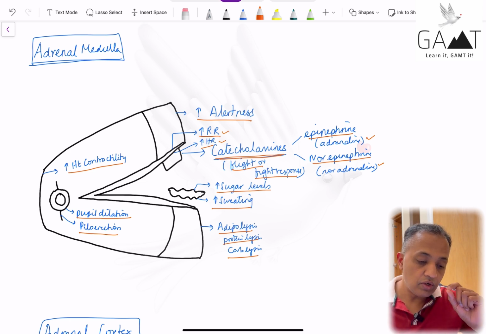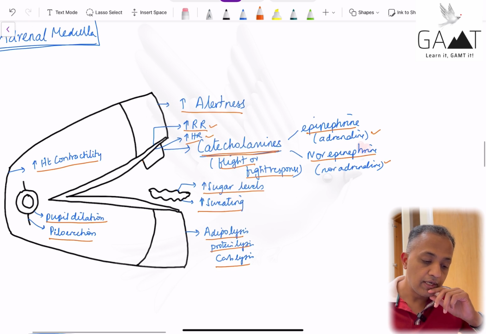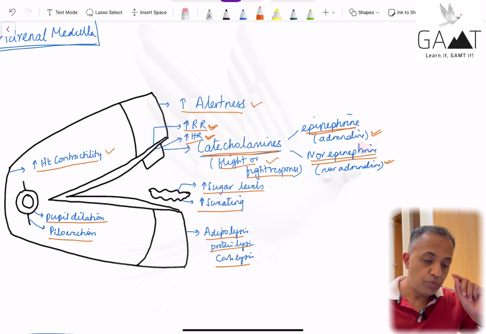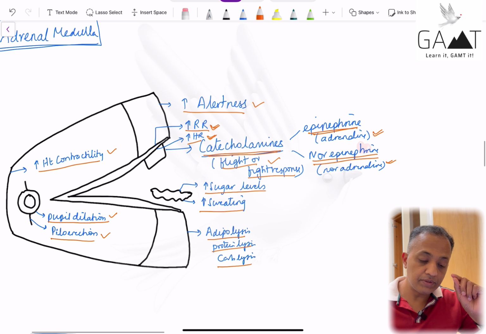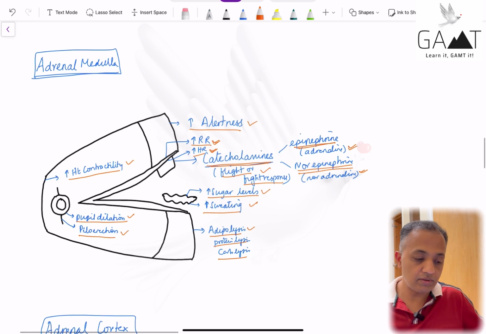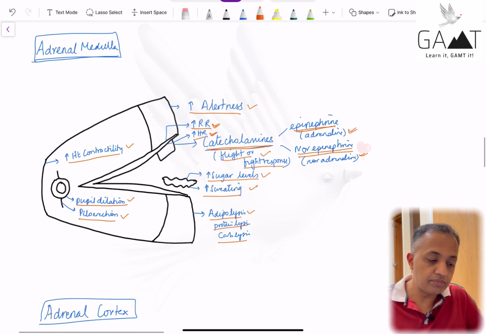So just very briefly going through the different parts again. These hormones are also called catecholamines: epinephrine and norepinephrine. They are responsible for the fight or flight response. The actions include increased heart rate, increased respiratory rate, increased alertness, increased heart contractility, pupillary dilation, piloerection, adipolysis, proteolysis and carbohydrate lysis, increased sugar levels, and increased sweating. Okay, clear? So that's the adrenal medulla covered.